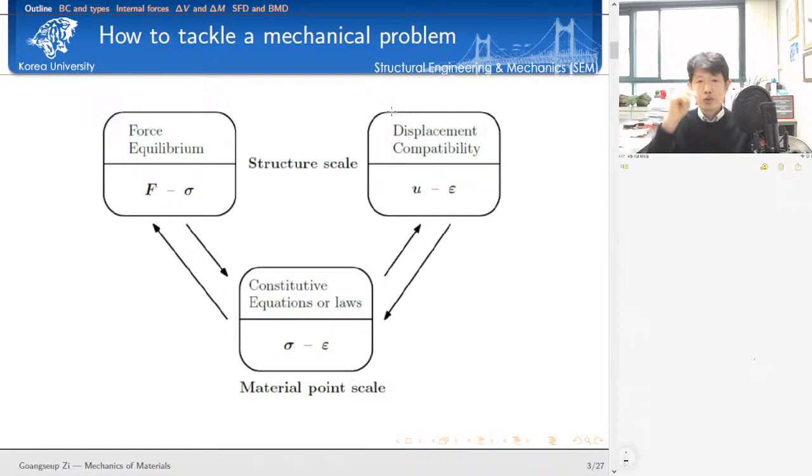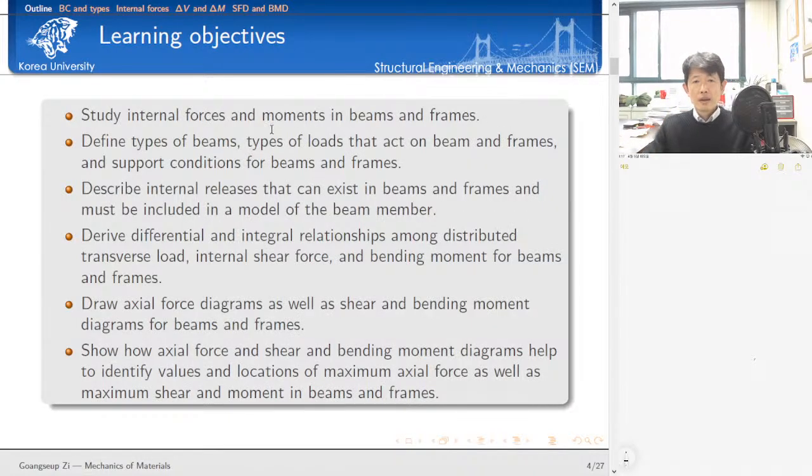And then we have to deal with two different scales, structure scale and the material point scale. That's it, okay? Very simple. And then the learning objectives here, so we want to discuss the concept of internal forces and moment found in beams and frame problems. And then also we'd like to define the types of beams and different names of beams depending on the load conditions and support boundary conditions.